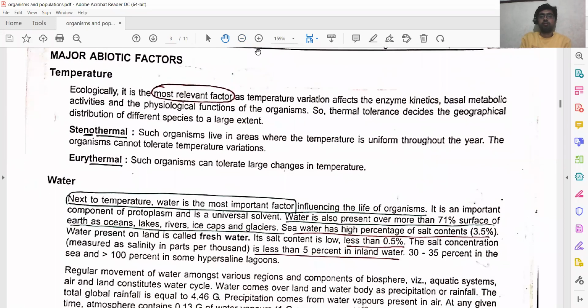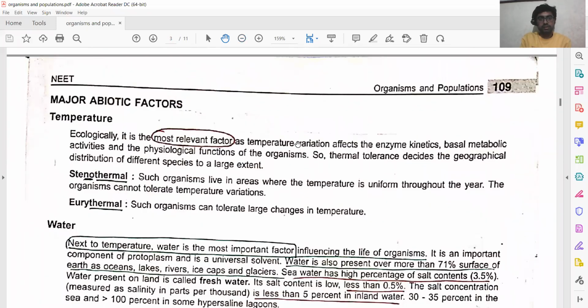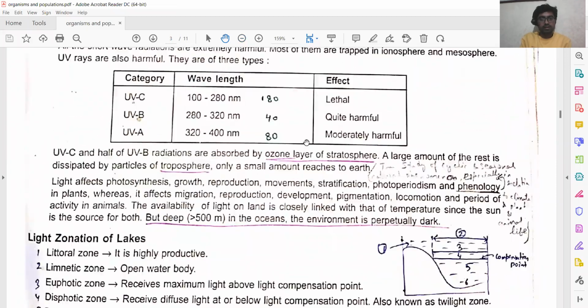So you can learn this trick, Turco T2 GRD, but this is important. Okay, now major abiotic factors. Let me see whether you can handle all this today or not.